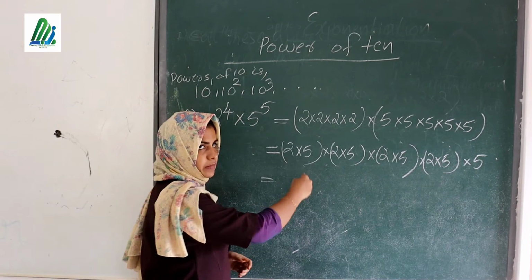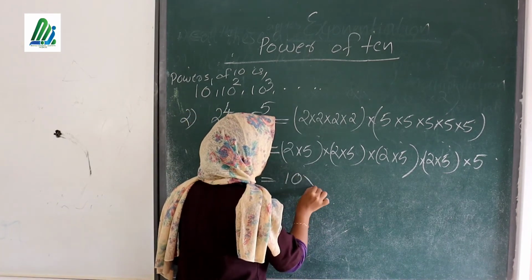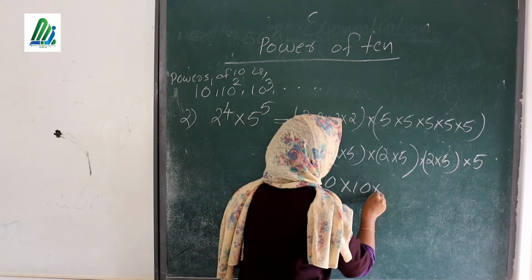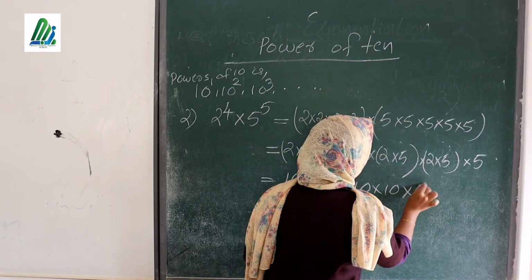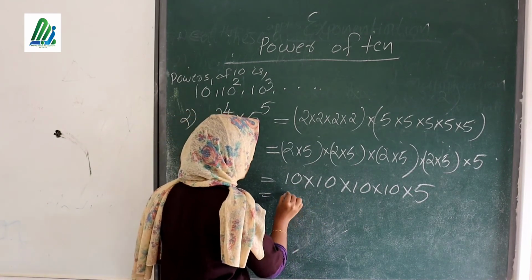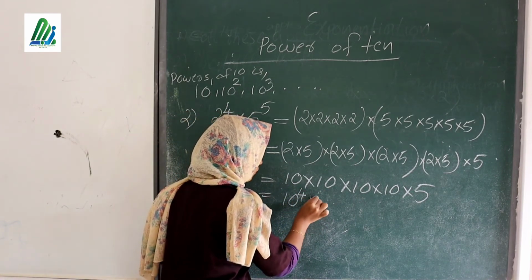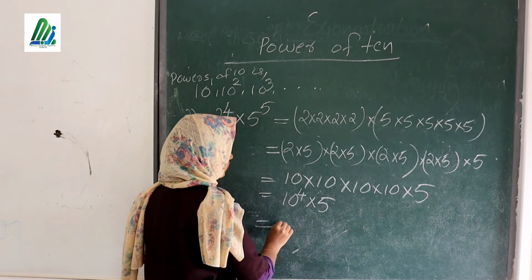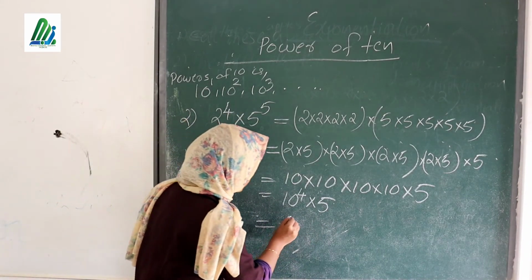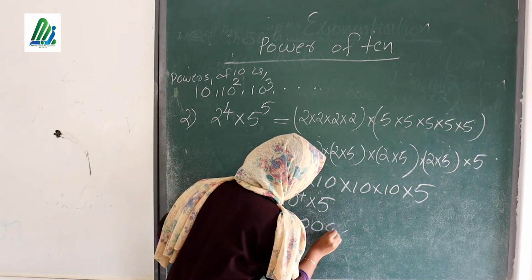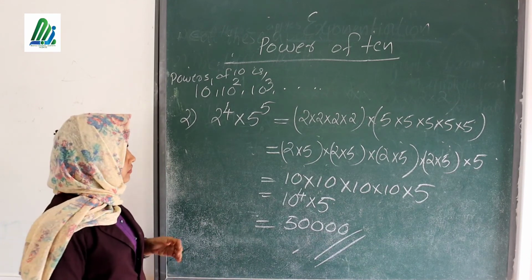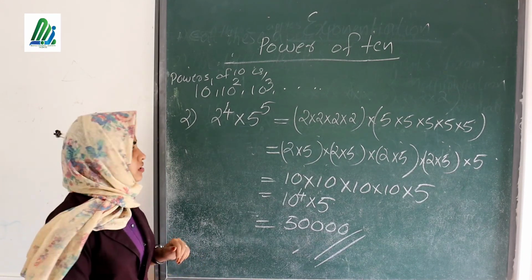So 2 into 5 means 10, and 2 into 5 is 10, and again 10. So 4 tens and one 5. Here 4 tens means 10 raised to 4, into 5. 10 raised to 4 means putting 4 zeros and multiply by 5. So we get this answer.